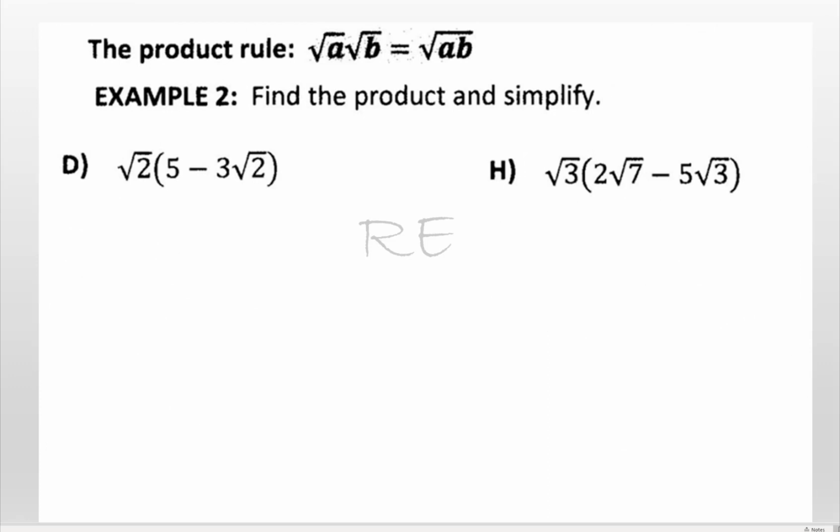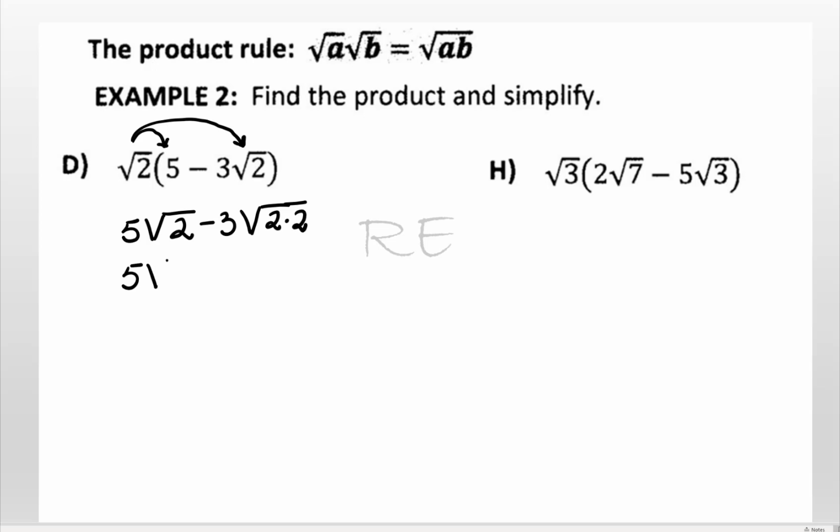Square root of 2 times 5 minus 3 square root of 2. We're going to use distribution. Square root of 2 times 5, 5 square root of 2. Square root of 2 times negative 3 square root of 2. Negative 3 square root of 2 times 2.